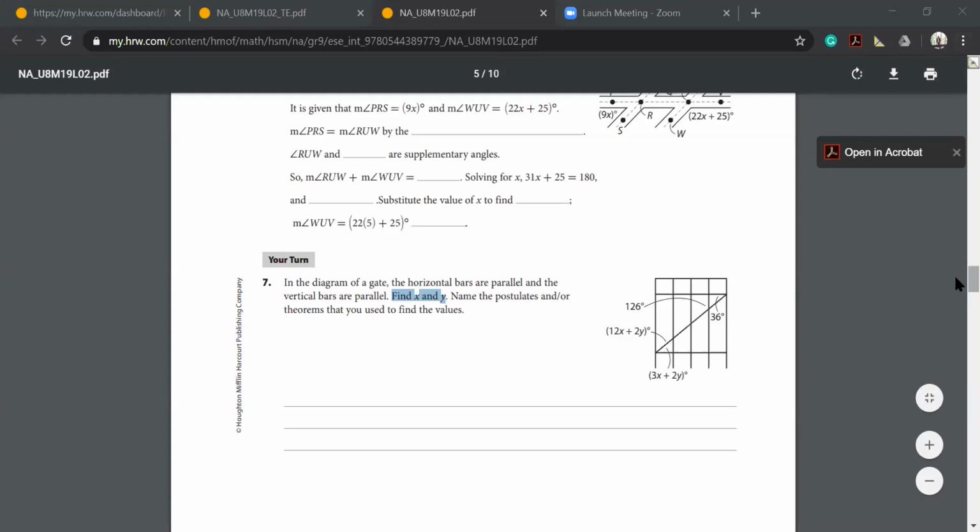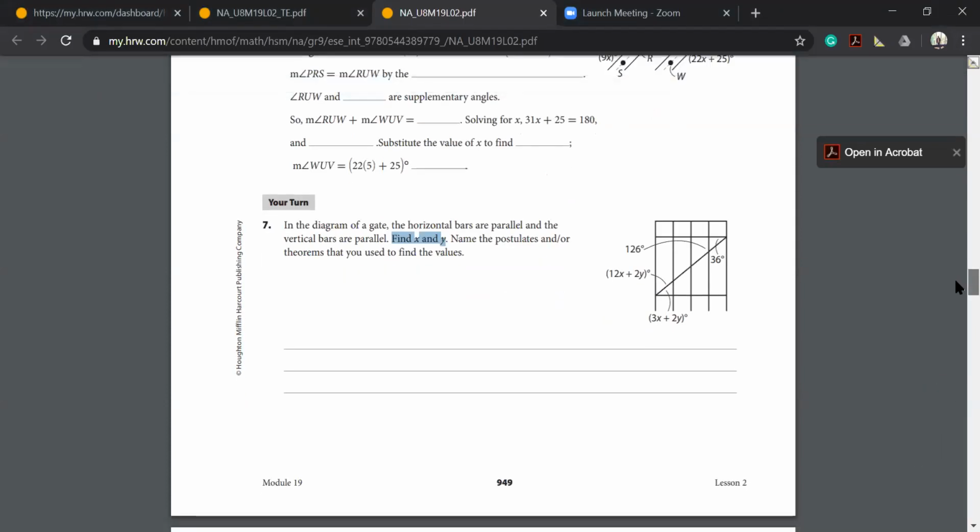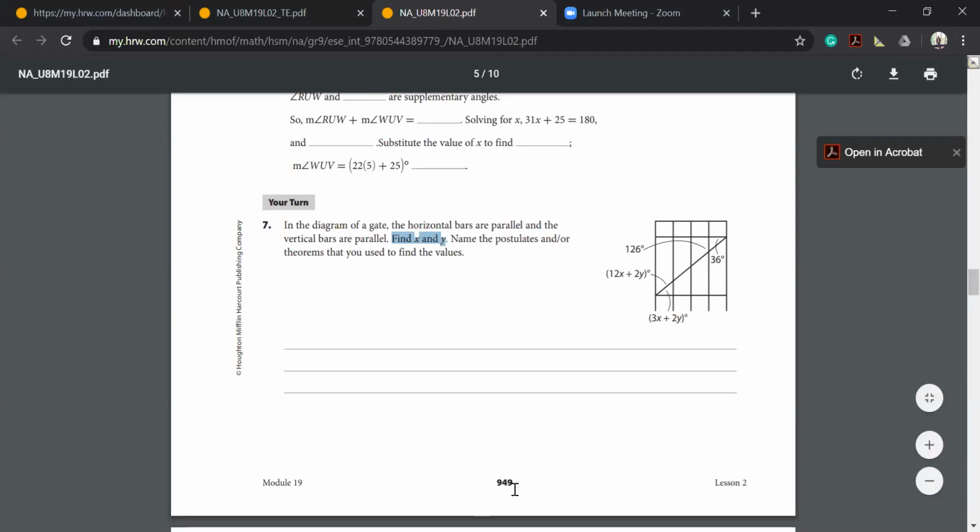Okay, today we are going to do some extra questions about the previous lesson and start a new lesson. So on page 949, I left for you question 7.